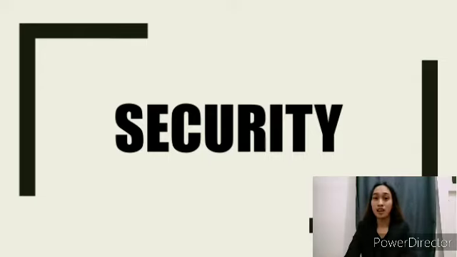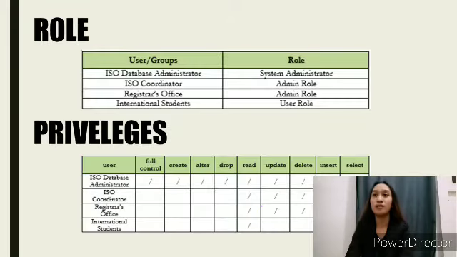So now we will tackle the security chapter, and this will talk about the users' roles, their privileges, and the monitoring system for the international students. So the first table shows the specific people or group of people that will use the system. So here are the users or groups, and they have their corresponding roles in the system.